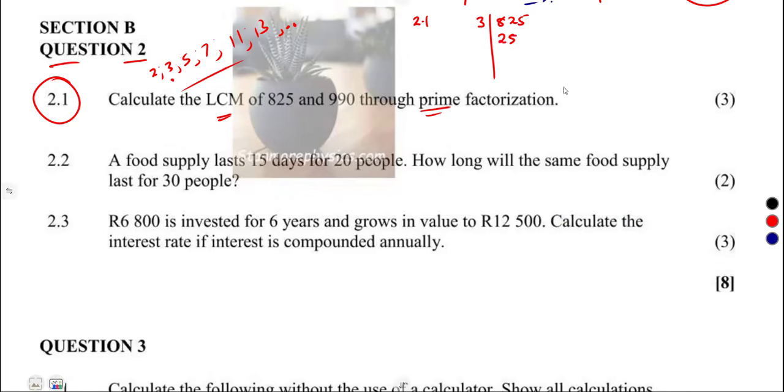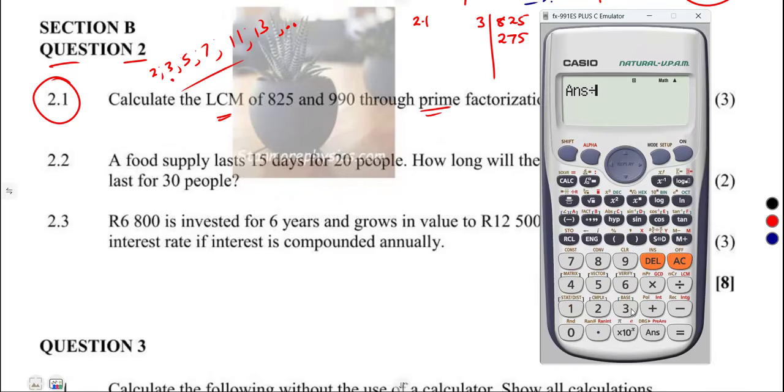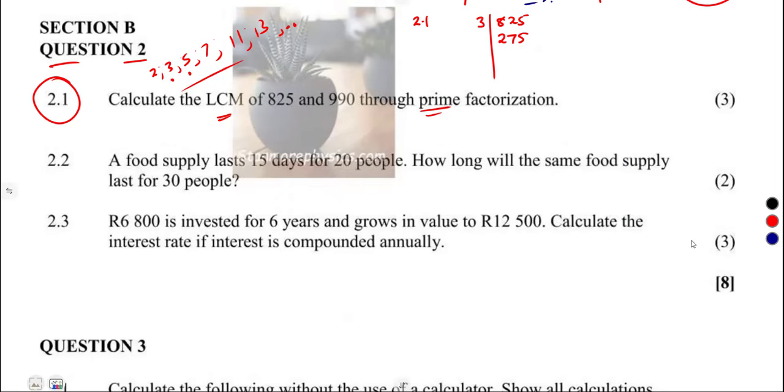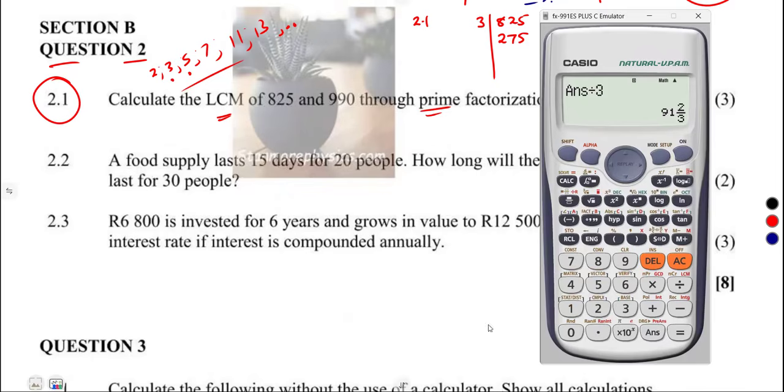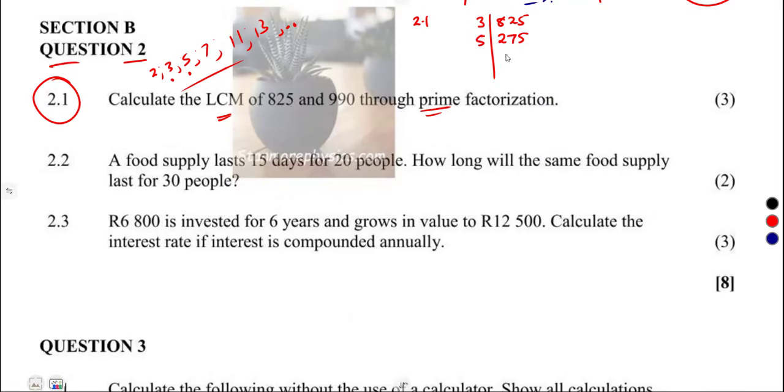275. Again, we try 3 and see if it is going to work, but 3 is not going to work here. 275 divided by 3 is going to give us a fraction, so that is not going to work. So you move on to 5. 275 divided by 5 gives us 55. So 5 is going to work. So that's 55. You move on.